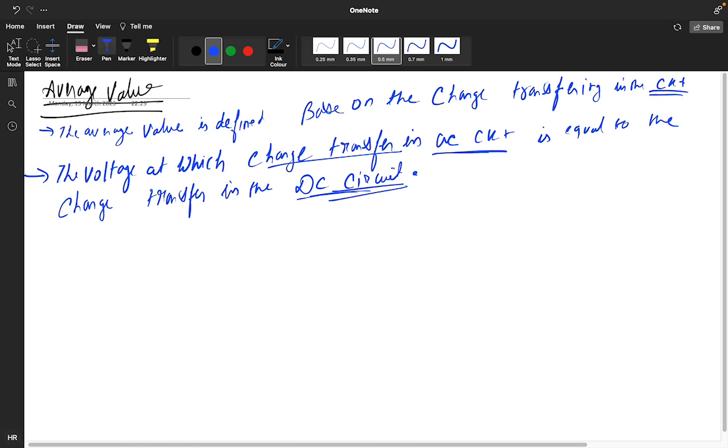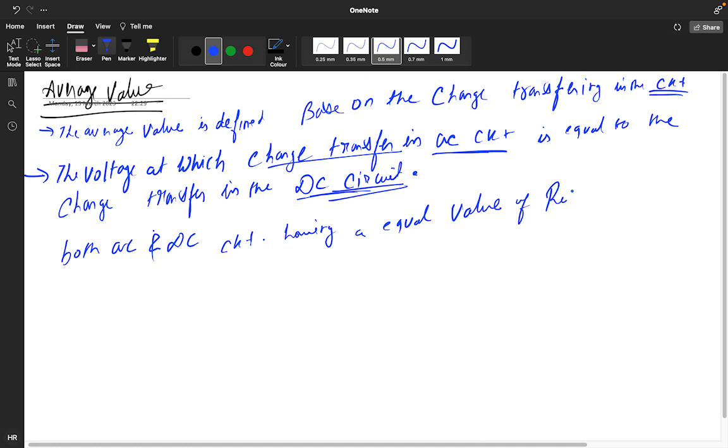And here also, both the AC and DC circuits have an equal value of resistance, and are operated for the same interval of time.